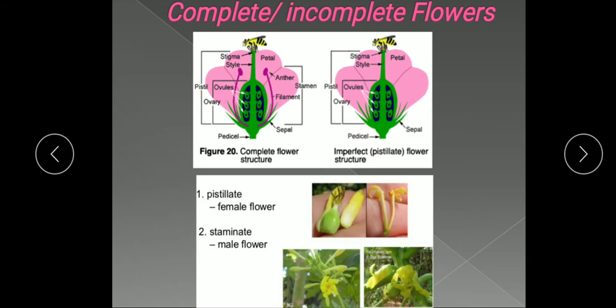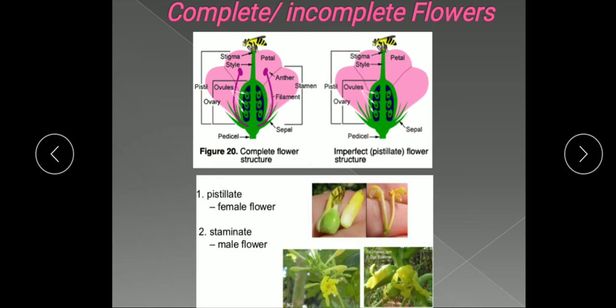While when the staminate and pistillate flowers are present on different plants, meaning the male flower, that is the staminate flower, is on one plant and pistillate flowers are on another plant, then this condition is known as the dioecious condition. Dioecious condition, like for example papaya, is found in many other plants also. So this is the dioecious condition.